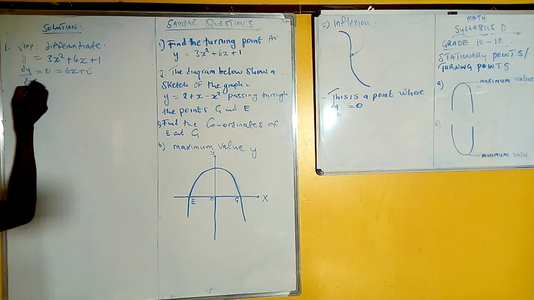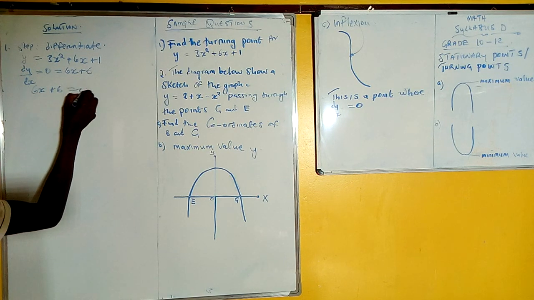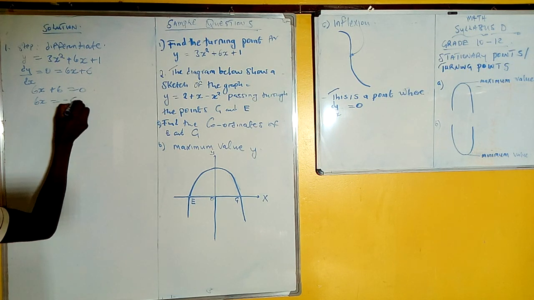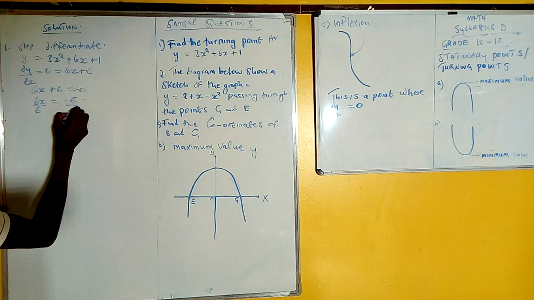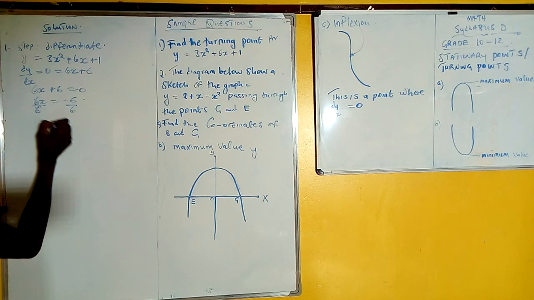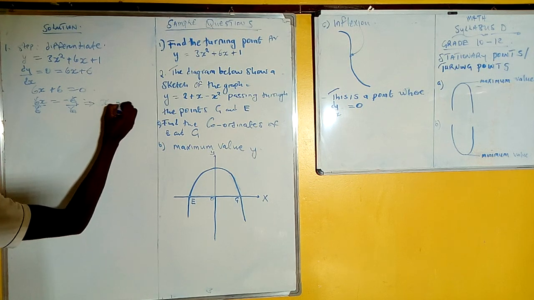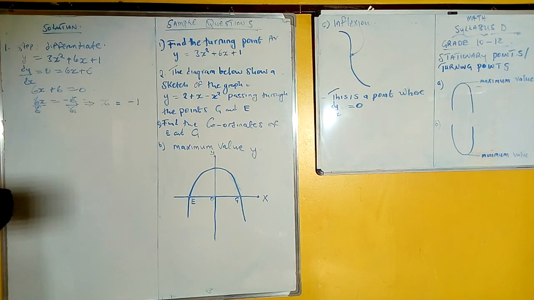Now we can solve because we have the equation 6x plus 6 is equal to 0. So 6x is equal to negative 6 when it goes to that side. You divide by 6 on both sides, cancel, and you have x equal to negative 1. So now you have found the value of x.